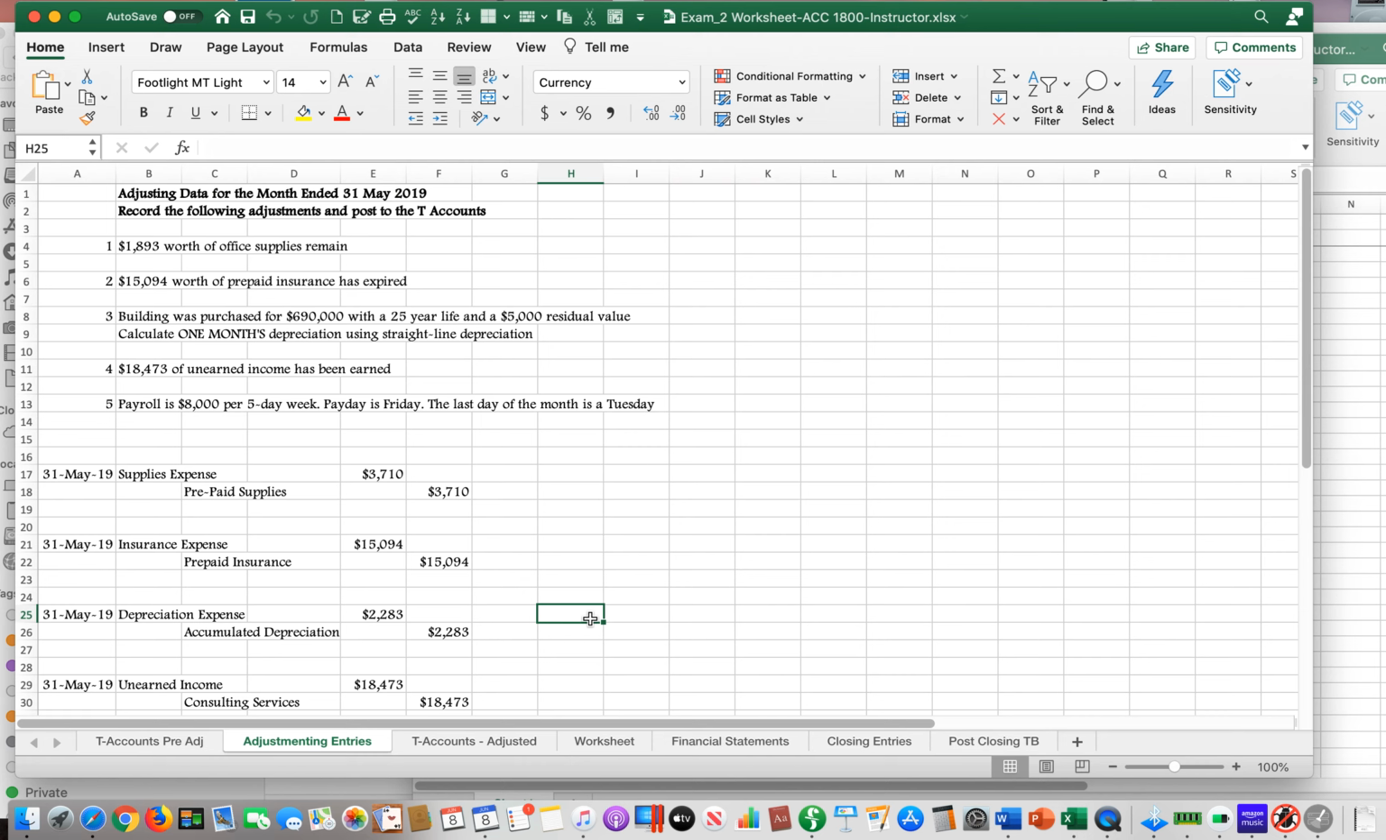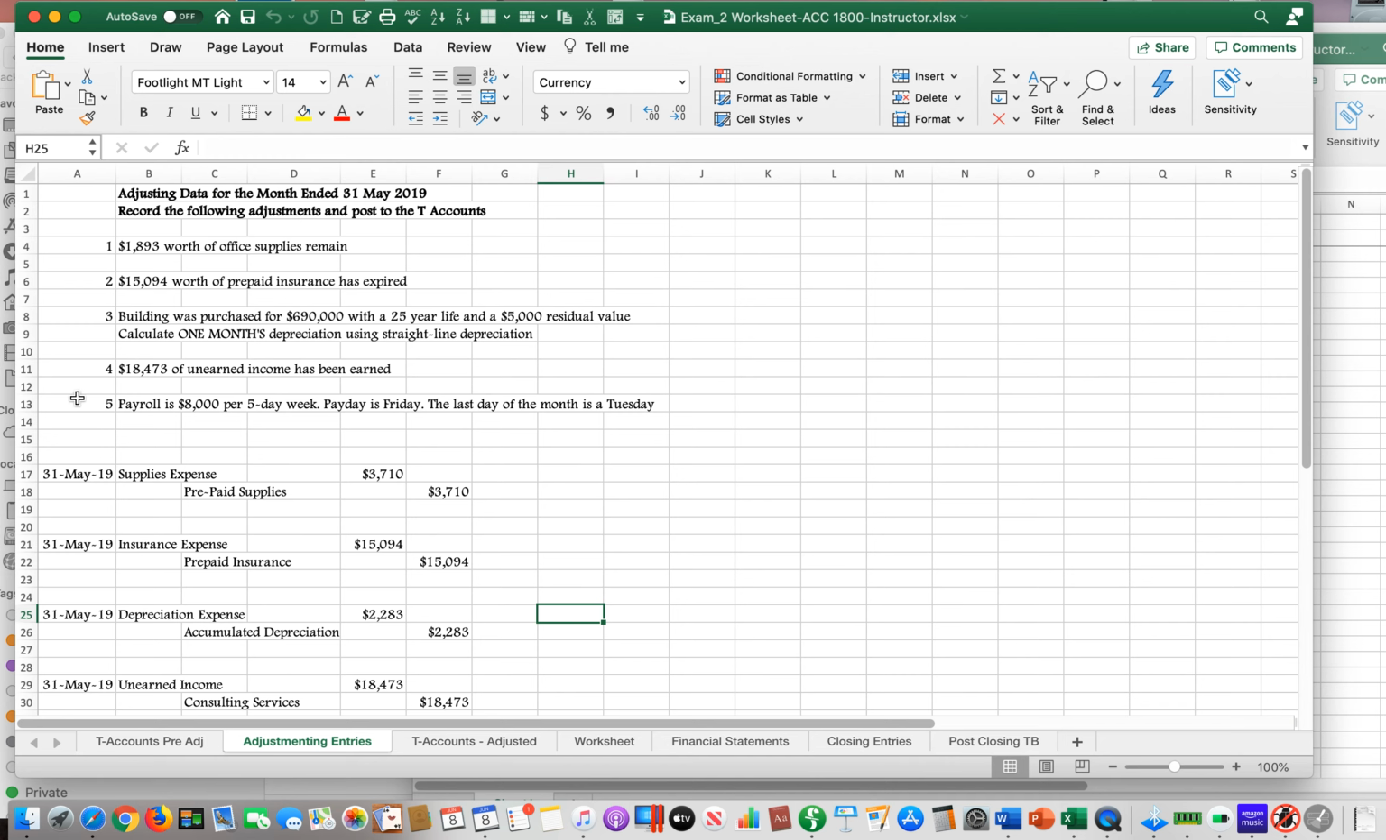I repeat, accumulated depreciation is a contra account and it belongs on the balance sheet right underneath the asset that is being depreciated. A contra account is an account that's linked to another one, but it always has the opposite balance. Accumulated depreciation has credit balances. Assets normally have a debit balance. Okay?